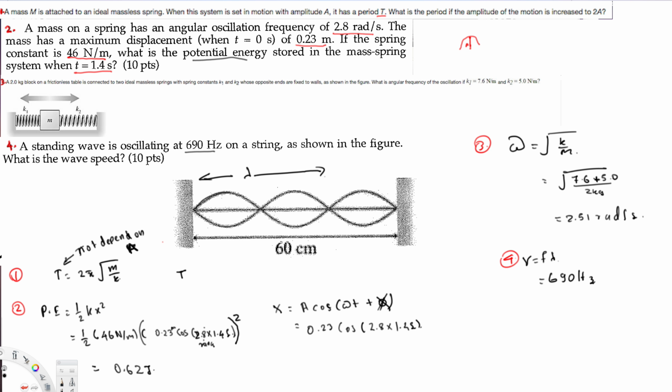So we have a full wavelength and a half wavelength. So we can say 3 by 2 lambda, right? 1.5 lambda is equal to 60 centimeters. Therefore lambda is going to be equal to 60 times 2 divided by 3, that's going to be equal to 40 centimeters, which is 0.4 meter. And if I multiply the frequency by 0.4 meter, that's going to give us the velocity. The velocity comes out to be 276 meters per second. And that's how it's done.